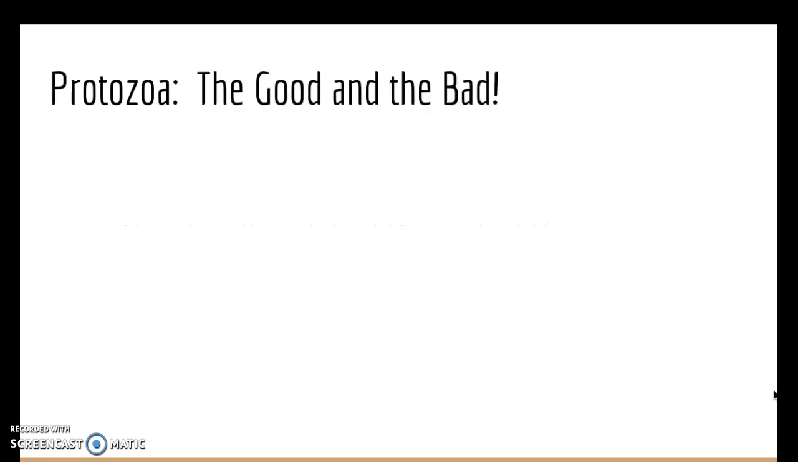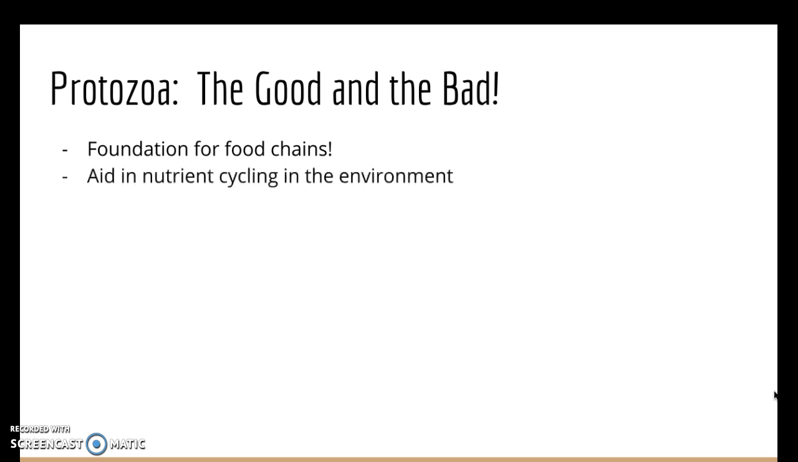All right, the good and the bad. Protozoa are basically the building blocks of every food chain. They start every food chain, and without them, the food chain wouldn't exist, and we as humans wouldn't be here either. They aid in nutrient cycling in the environment, so things like the nitrogen cycle, carbon cycle, they help with those processes. Bad: if they are pathogenic, they could actually kill you. So diseases like malaria and Giardia are examples of protozoa-borne disease or infection that we see in the real world.